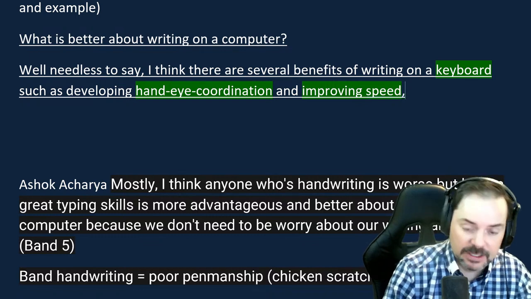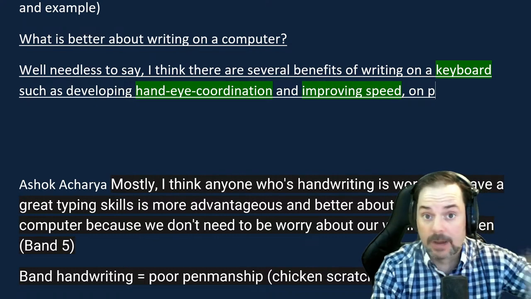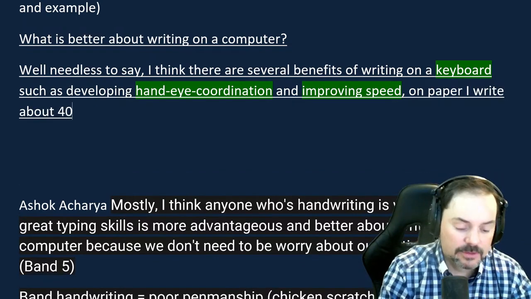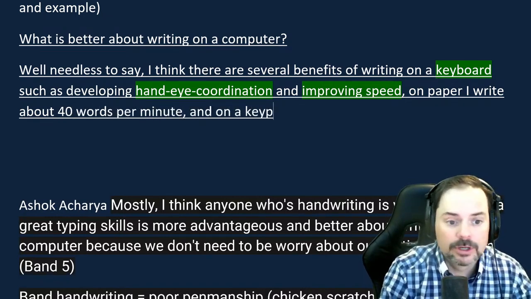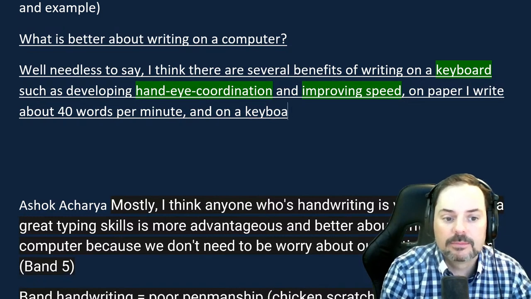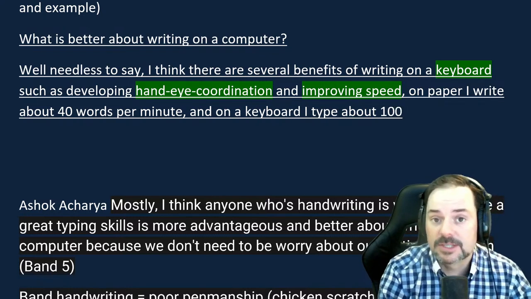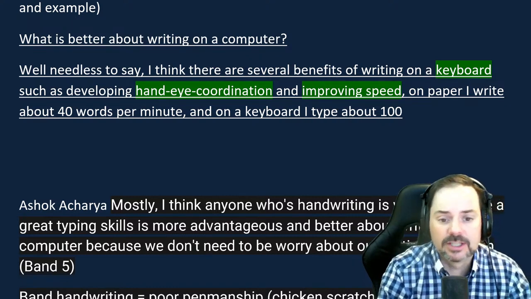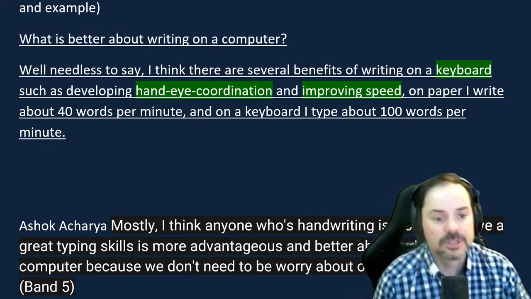And improving speed on paper, you can even just cut right into it. So on paper, I write about 40 words per minute, and on a keyboard, I type about 100 words, and that's nothing to sneeze at, right? We're talking about a 150% increase in speed, right? That's huge. So I type about 100 words per minute. Absolutely. That's probably true for me as well.